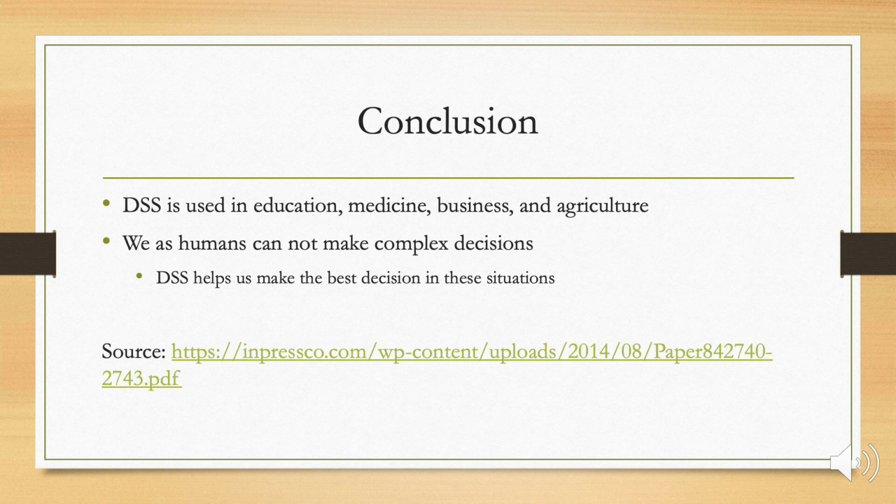In conclusion, decision support systems can be used in a vast majority of different disciplines in education, medicine, business, and agriculture to help make these complex decisions that the solutions just don't come easy to us. And I believe that decision support systems are kind of the future in these applications, and that the optimal decision will always be made when using something like this.